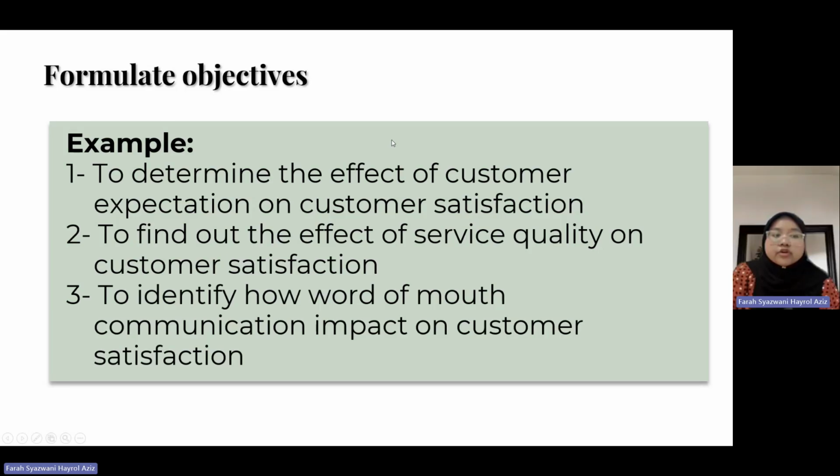For example, these are some of the objectives that you can create: to determine the effect of customer expectation on customer satisfaction; to find out the effect of service quality on customer satisfaction; to identify how word of mouth communication impacts customer satisfaction. So these are examples of objectives. How can you formulate them?